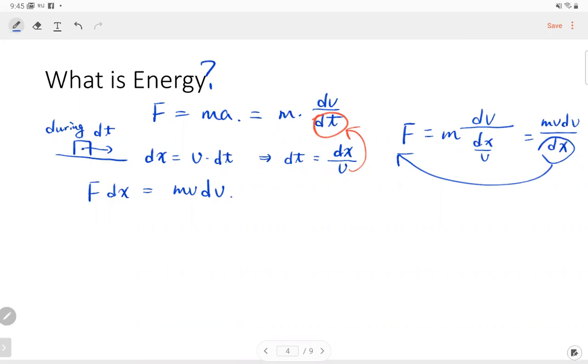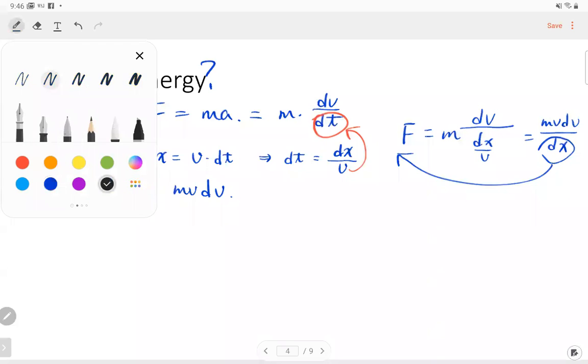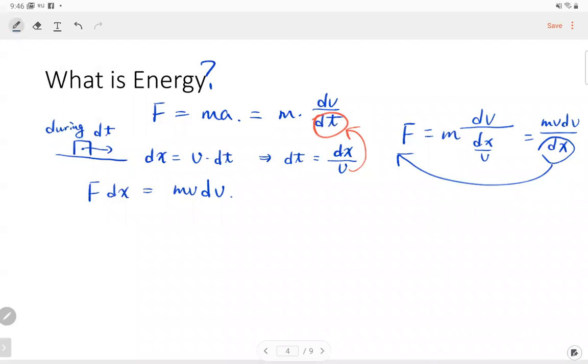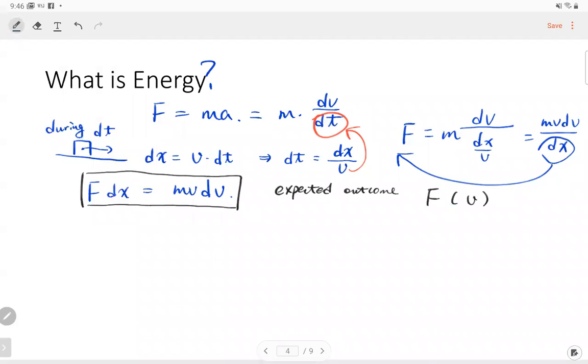Okay, this is a derivative equation, right? Do you know how to solve the derivative equation? If I want to know the relation between the force and the velocity, how do we do the integration? Anyone knows? My expected outcome is force as a function of velocity. So how can I get the force as a function of velocity from this derivative equation? Anyone knows?